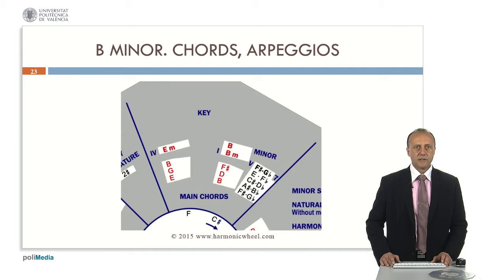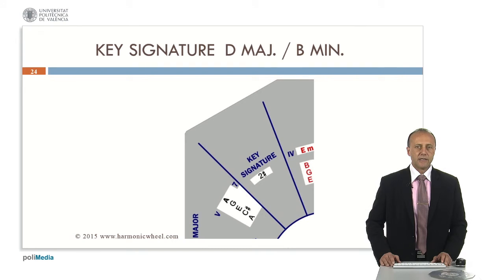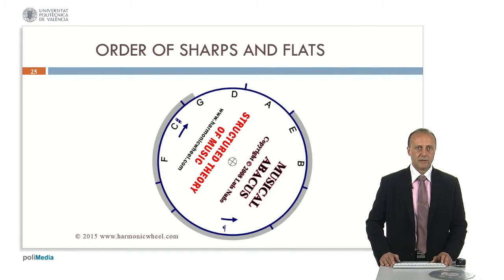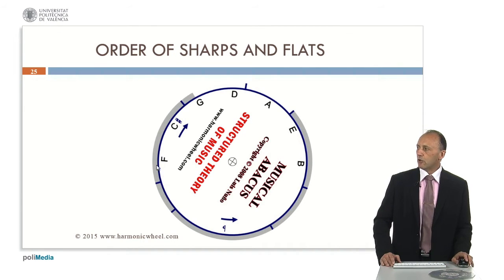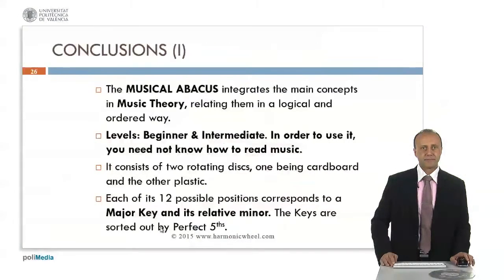The three main chords in B minor are here: the tonic chord, B minor, the subdominant, E minor, and the dominant, F sharp seventh. Here we find enharmonic notes because they are necessary for other keys. The key signature for D major and B minor has two sharps, and we can see in the central part of the abacus which notes are sharp. They are F and C.